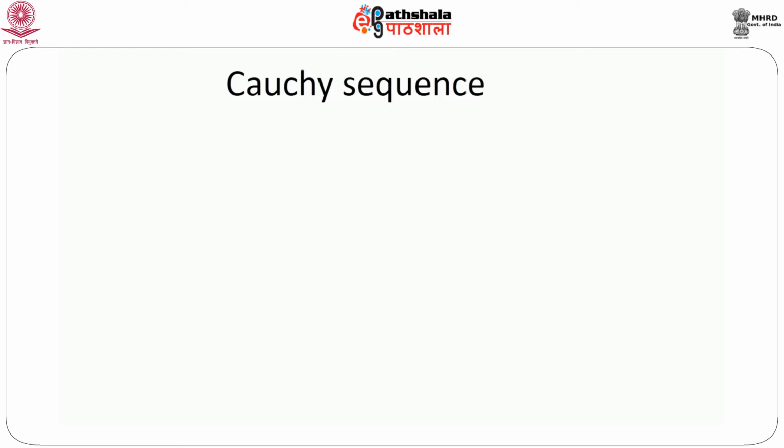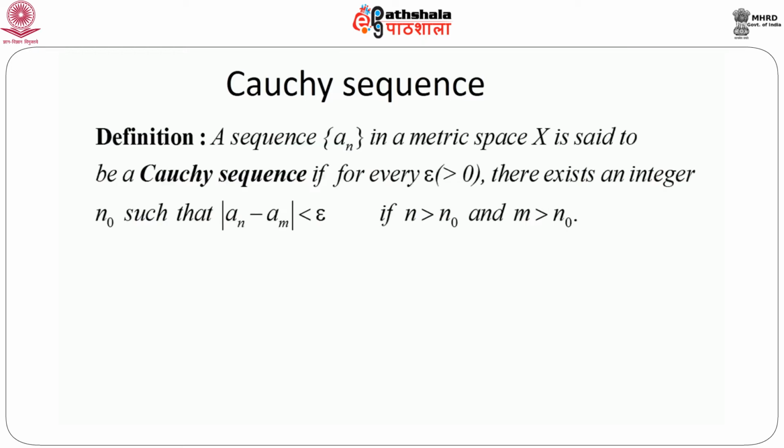The definition goes like this. A sequence a_n in a metric space X is said to be a Cauchy sequence if for every epsilon greater than 0, that means epsilon is a pre-assigned positive quantity, there exists an integer n0 such that modulus of a_n minus a_m is less than epsilon whenever n is greater than n0 and m is greater than n0.